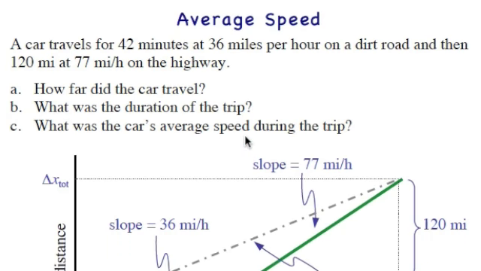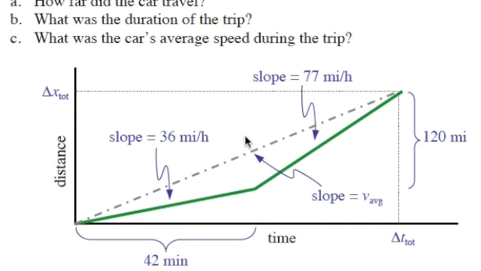I've made a position-time graph of the trip to bring out the essential points of this problem and what we're looking for. The green line is the position-time plot for the car. Over the first leg of the trip, it has a slope of 36 miles per hour and a duration of 42 minutes, and the distance traveled is not specified. We could read it right off the graph if we've plotted this carefully, or we could solve it mathematically.